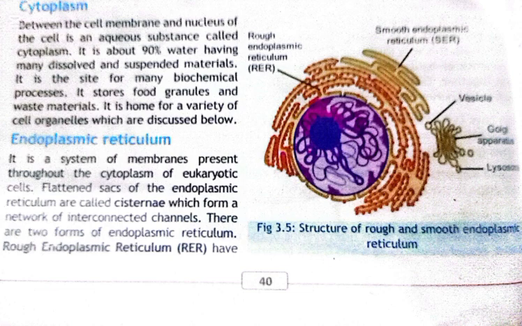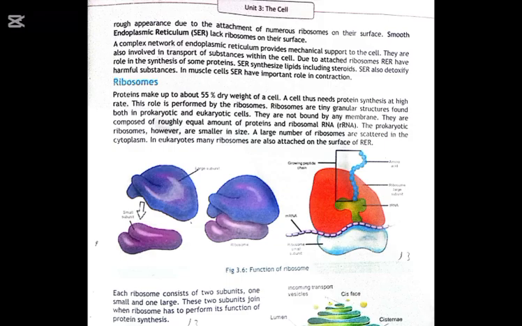So what does SER, the smooth endoplasmic reticulum, do if it's not making proteins? So it's a question. Smooth endoplasmic reticulum has three jobs. It makes lipids, it helps detoxify harmful substances, and it plays a special role in muscle cells. Okay, so these are the three important functions. We will discuss them one by one.